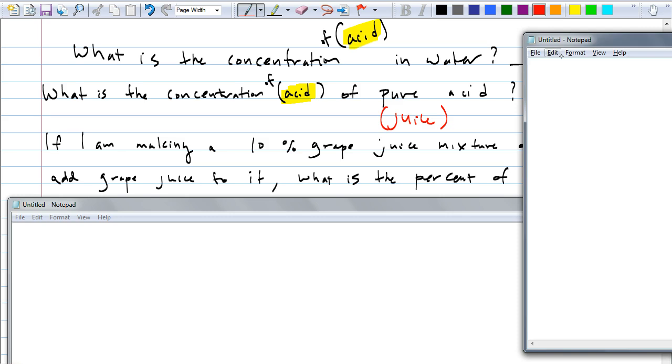What is the percent of grape juice? That's the question. Yeah, question? But for the pure acid, are you talking about like concentration of hydrogen? No, just acid. Nothing like that. Okay.